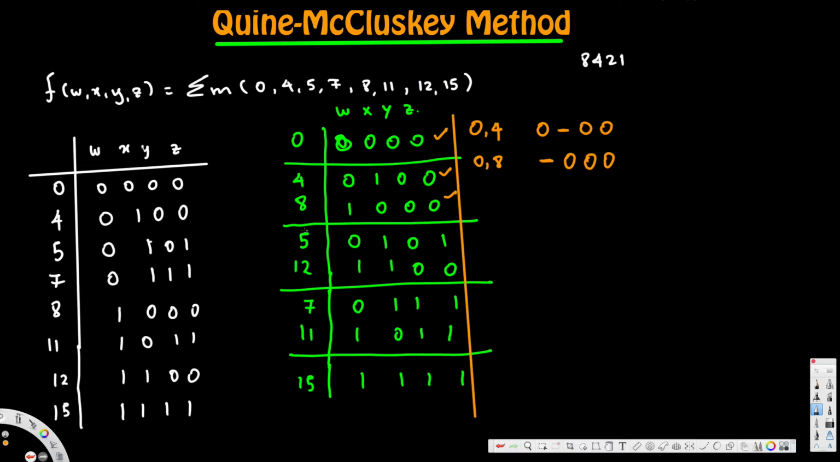Let's look at 4 and 5. How many things are changing? We have 0 1 0 0 and 0 1 0 1. Only the last one is changing, right? So we just have to put a dash for that one. So this is one group.